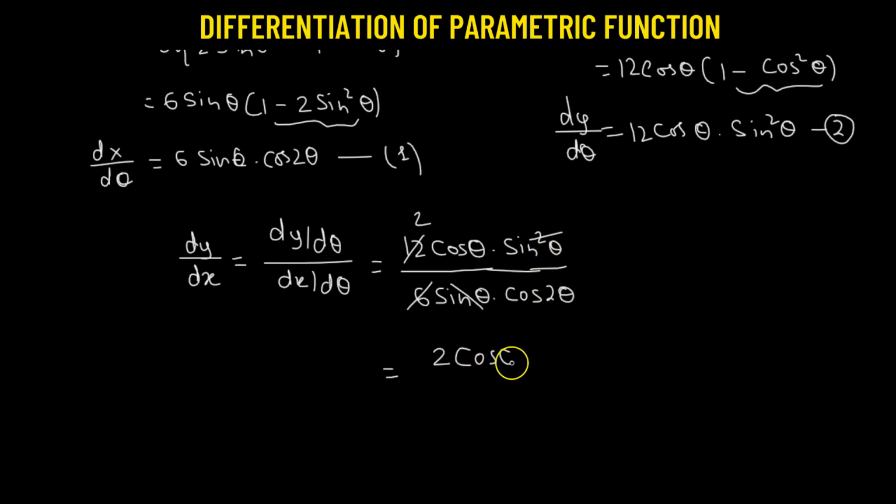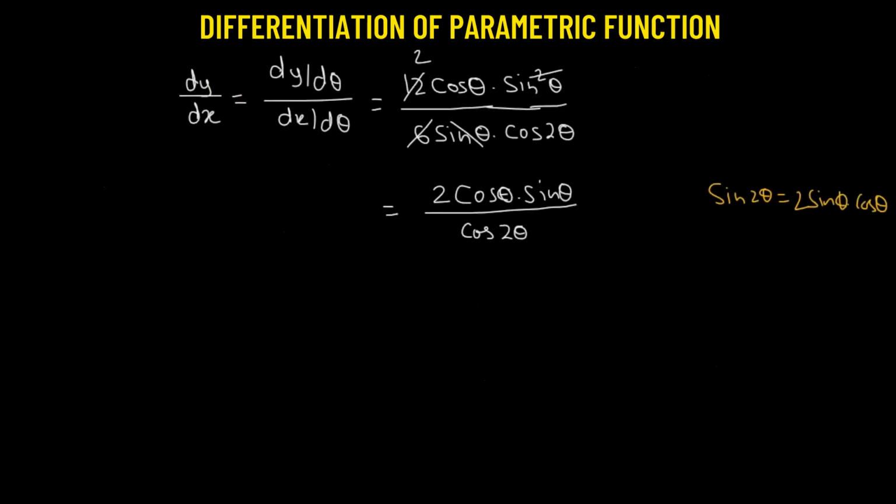This leaves us with 2 times cosine theta times sine theta in the numerator, and in the denominator we have cosine of 2 theta. Now 2 times cosine theta times sine theta is actually the expansion of sine 2 theta. We can replace the numerator with sine of 2 theta. So we have sine 2 theta divided by cosine 2 theta. And this ratio of sine over cosine is the tangent function. So we have tangent of 2 theta. Hence we have obtained that the derivative of y with respect to x, given in its parametric form, has the value tangent of 2 theta.